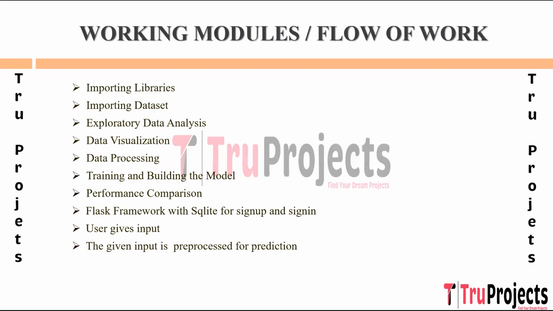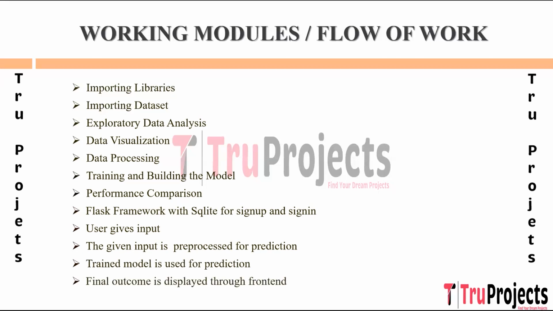When a user interacts with a web application, their input data is processed to ensure it's in the correct format for prediction. This involves data validation, normalization, or encoding. Once the input is preprocessed, the trained machine learning model is used to make predictions on the input data.